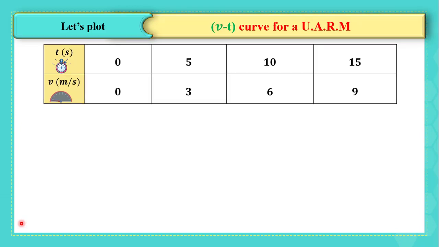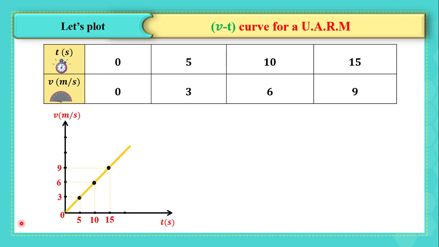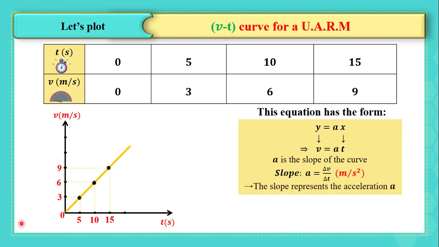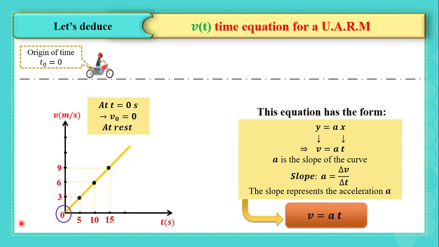Let's now plot the VT curve after choosing a convenient scale. When joining the points, we obtain a linear function, an increasing straight line of positive slope. The equation of the curve has the form y equal ax, where y is the algebraic value of the velocity and x is the time. a is the slope of the curve, which is equal to delta v divided by delta t. The unit obtained is meter per second square. Then the slope represents the acceleration a of the motion. This implies that v equals at. Note that at t equal to 0, the initial speed was 0, then the driver starts from rest.